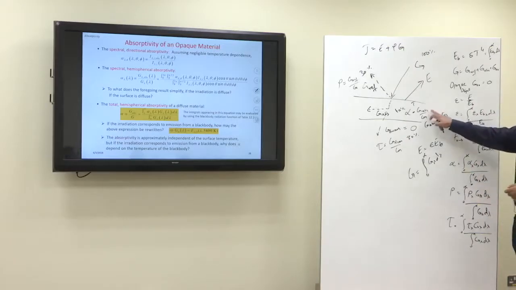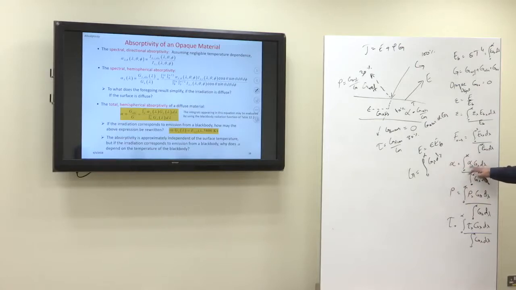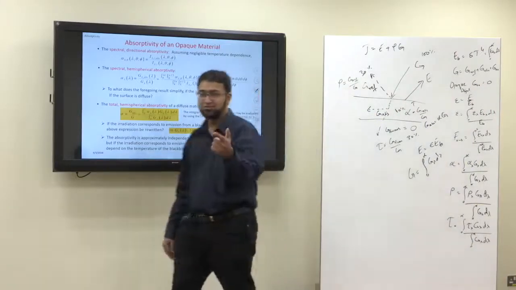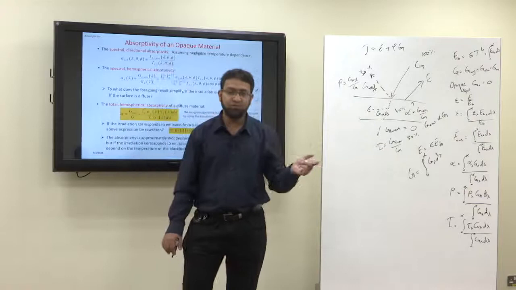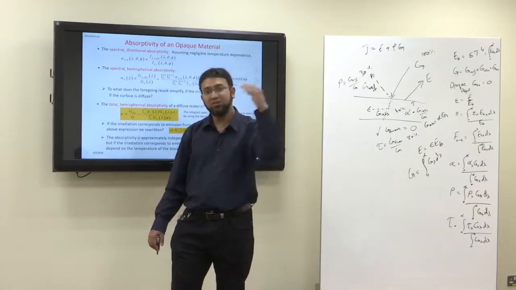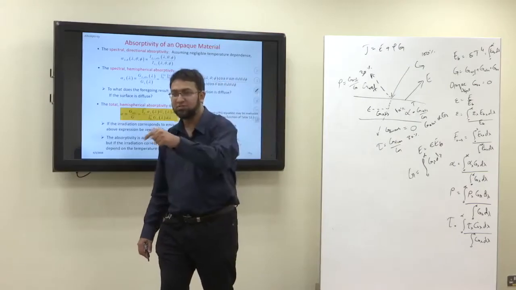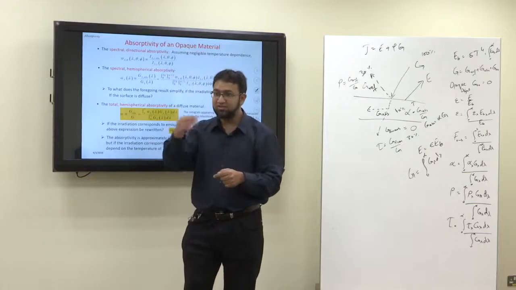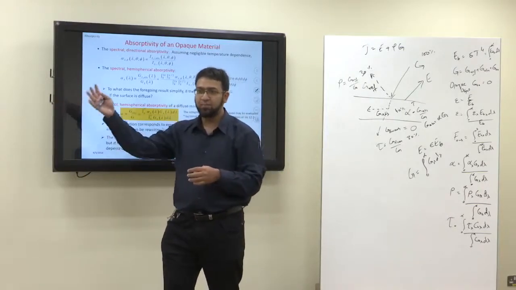So alpha equals G absorbed over G. I can write it as alpha equals the integral from 0 to infinity of alpha lambda G lambda d lambda, divided by the integral from 0 to infinity of G lambda d lambda. Why did I start this topic? Because, as I told you, this is the same case for all materials. For example, a glass, for certain wavelengths, will allow transmittivity, and for other wavelengths it will not. So it is wavelength dependent.